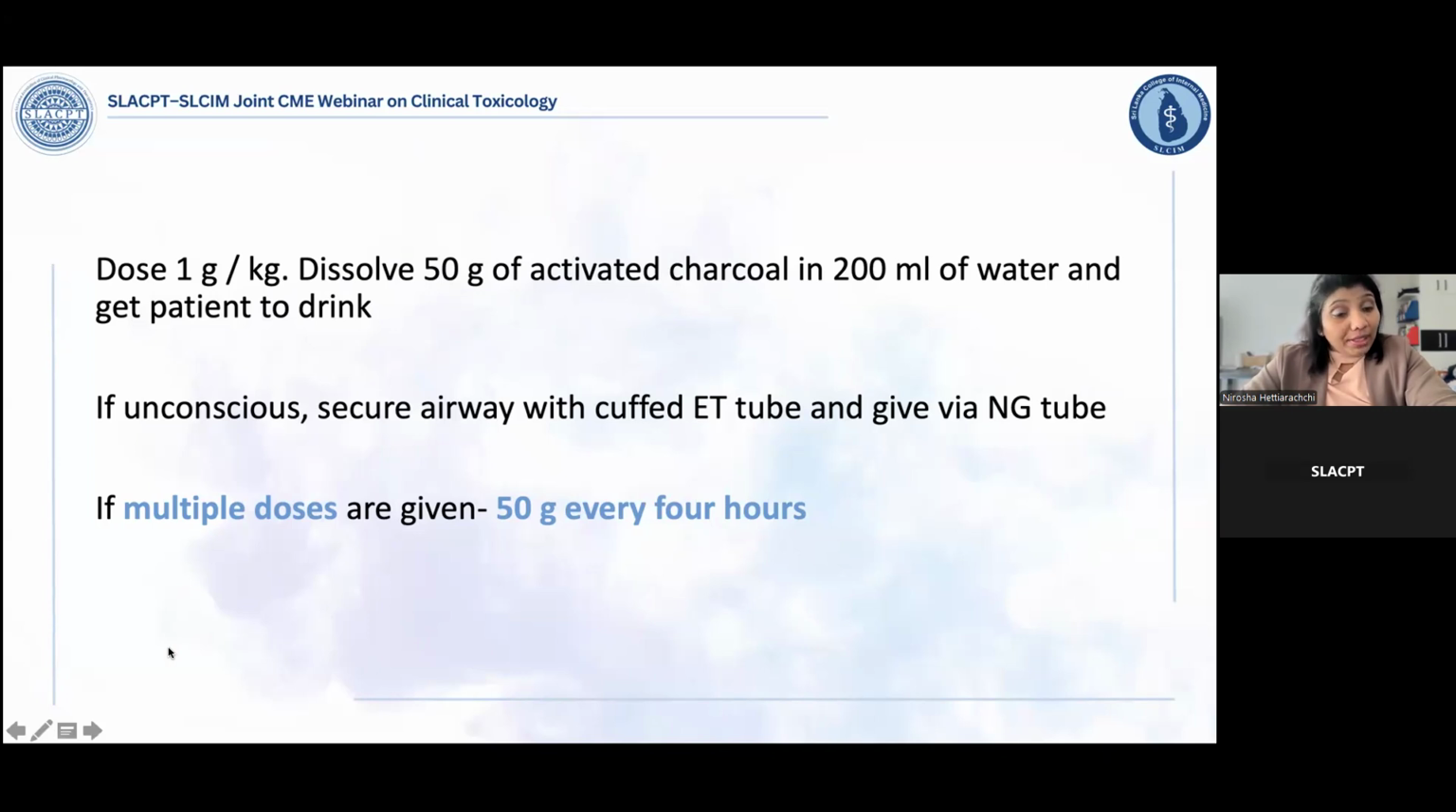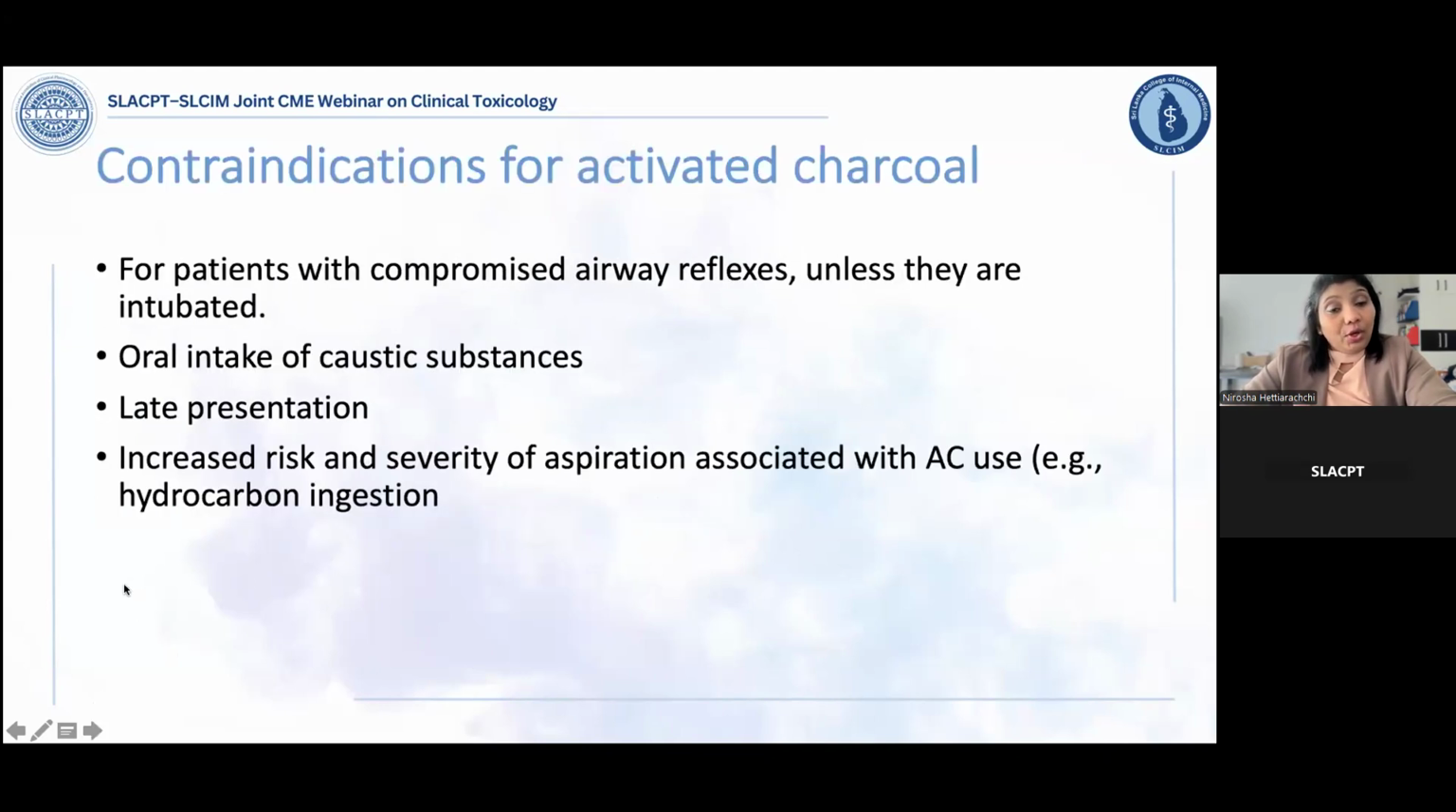And if multiple doses are indicated, you need to give 50 grams every 4 hours for 24 to 48 hours. Now, multiple doses again comes under enhancing the elimination. We'll talk about it later. Activated charcoal is contraindicated if the patient has compromised airway reflexes, unless they are intubated.